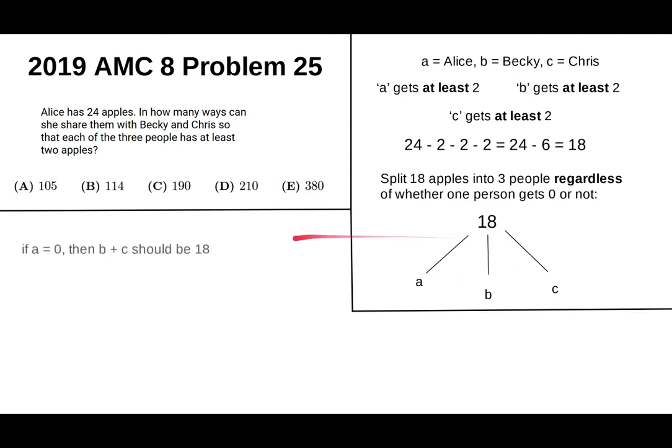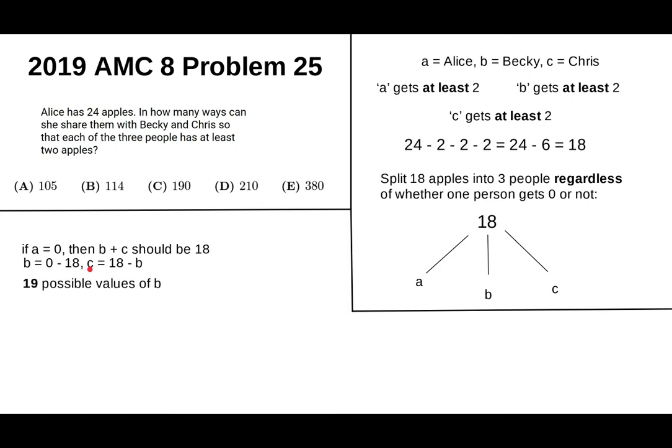Now, if A is equal to 0, then B plus C should be 18, because if A is 0, then A plus B plus C, the total, is 18. So B plus C should be 18 if A is 0. B is equal to 0 through 18, and C is equal to 18 minus B if A is equal to 0. This is because 18 minus B plus B is equal to 18. And we know B plus C is 18. So if B is any value from 0 through 18, then we know that C has a fixed value too.